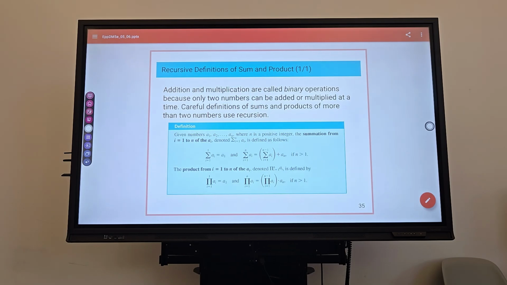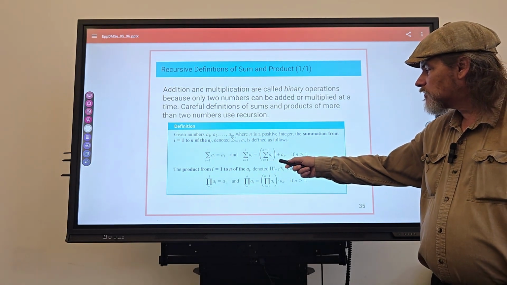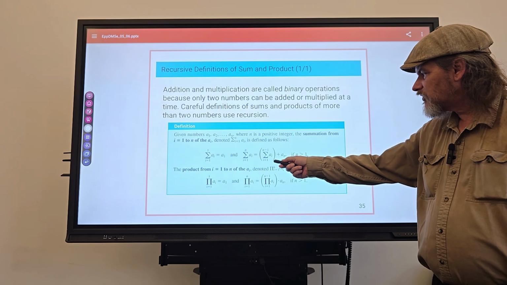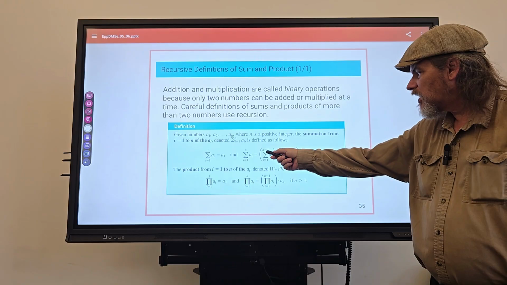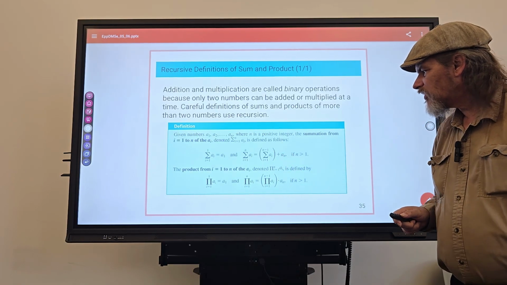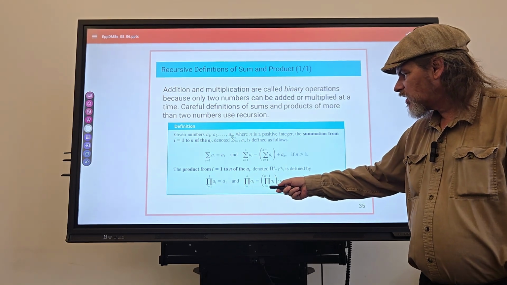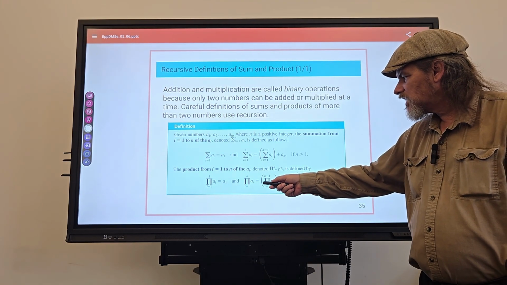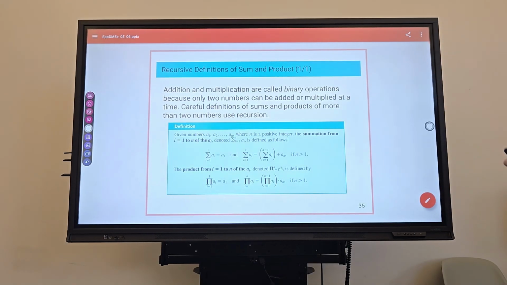a sub i, it's a recurrence, a recursive definition here, where you have the sum of i equals 1 to n minus 1 terms plus a sub n. Likewise, the product is the product of factors from 1 to n minus 1 times a sub n.